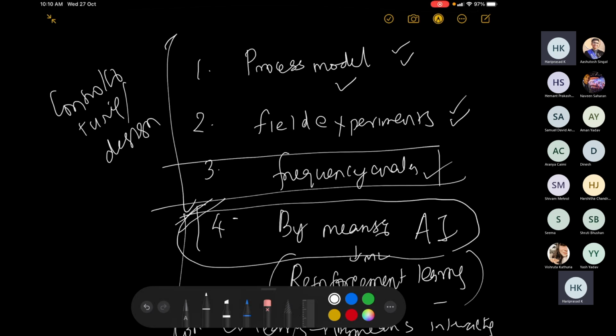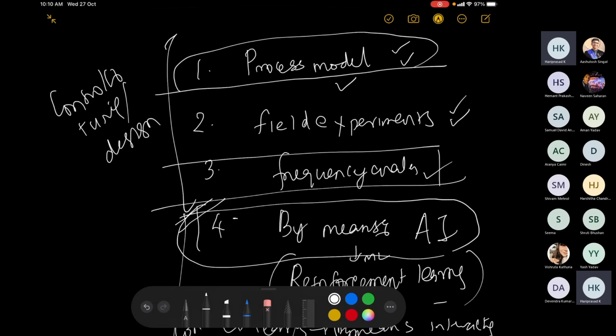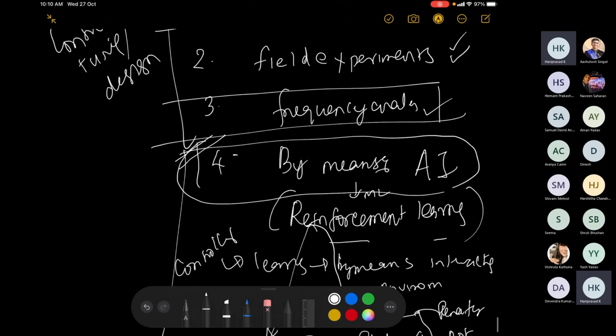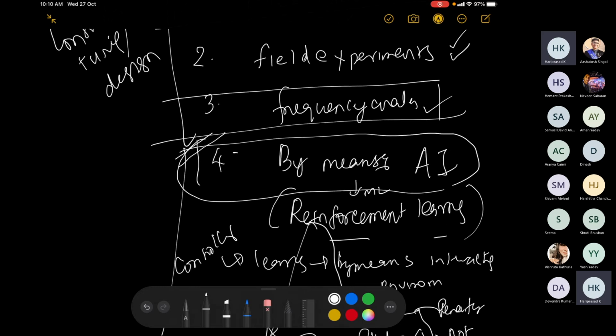So you will tell your promoter that okay, I will do some field experiments and get some data, and I will do this. And the third, maybe if both don't work, or you might do all three and take the best bet out of it. So this is the way we are going to do, and now we are going to look at the process model based controller design.